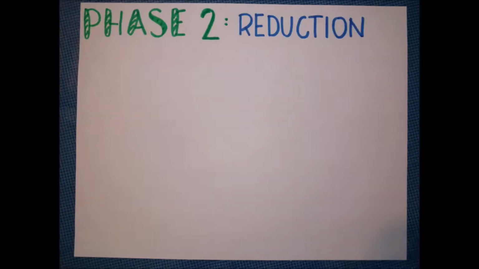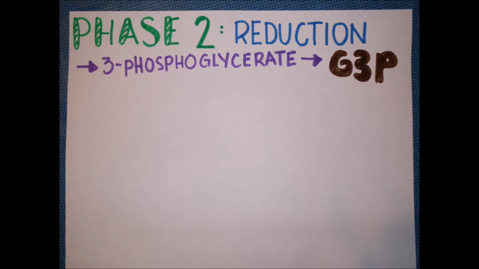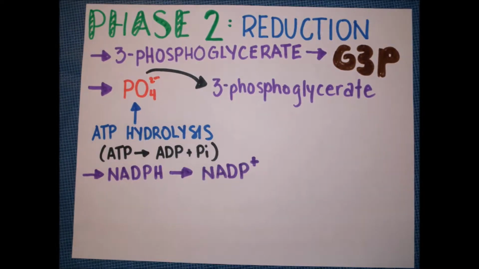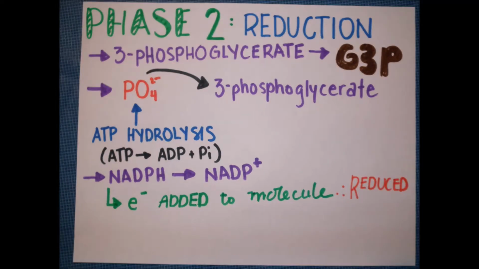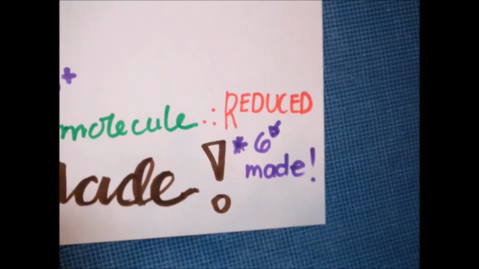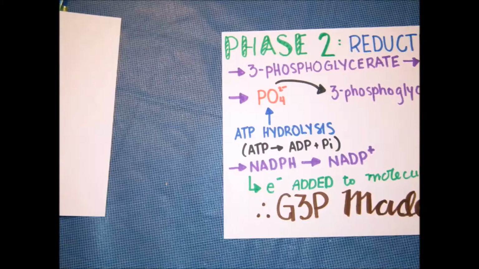Phase 2. So, now we have 2 3-phosphoglycerates. We're going to convert them into G3P through reduction. You give 3-phosphoglycerate a phosphate, which you got from the ATP hydrolysis. The NADPH you got from the electron transport is then oxidized to NADP+. The 3-phosphoglycerate then gains those electrons, so it's reduced. Because of that, G3P is now made. Also note that 6 G3P are made from this process.